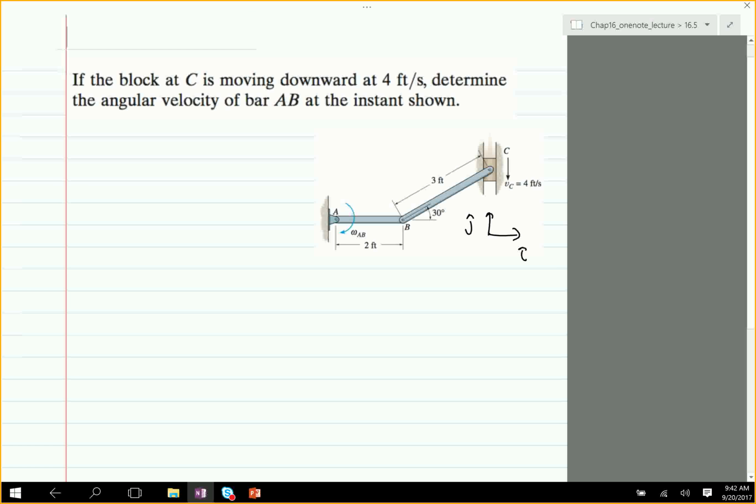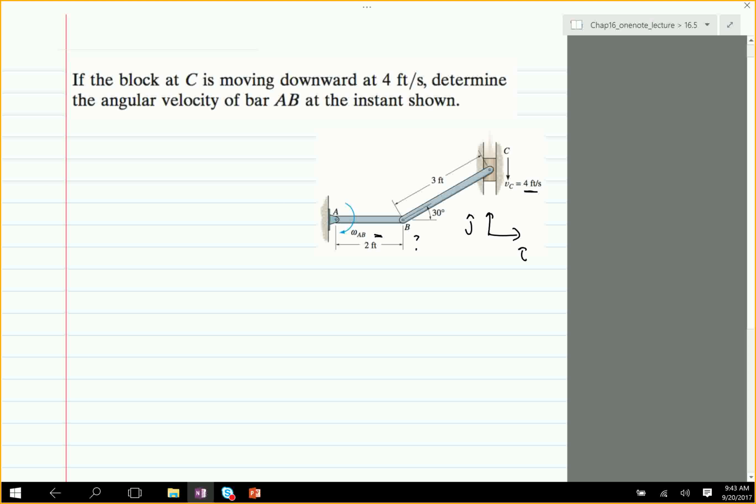If the block C is moving downwards at 4 feet per second, given here, determine the angular velocity of the bar AB. That's an unknown at the instant shown. As I said, again, you can do this problem using vectors and scalars. I'm going to use the vector method because for this problem it turns out to be much simpler. In the previous problem there were only 2 points, A and B. In this case, as you notice, there are 3 points, A, B, and C.